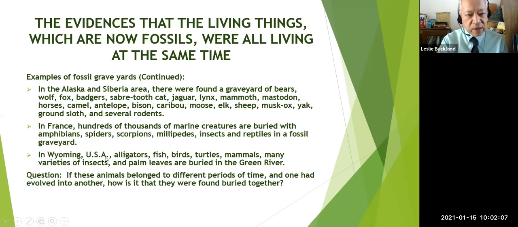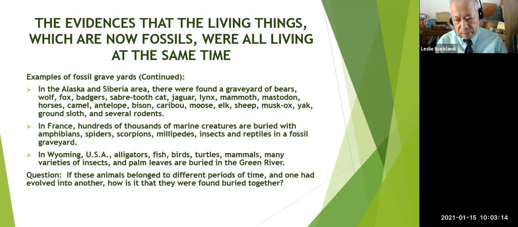In Wyoming, United States of America, alligators, fish, birds, turtles, mammals, many varieties of insects and palm leaves are buried in the Green River. So my question about all of these fossil graveyards is, if these animals belonged to different periods of time and one had evolved into another, how is it that they were found buried together? The fact that they're buried together means that they were together at one time in life. These different creatures, they were together in life and they were together in death. If they didn't belong to the same period of time, they could not be buried together. It is people who are living in the same period of time that can be found together.